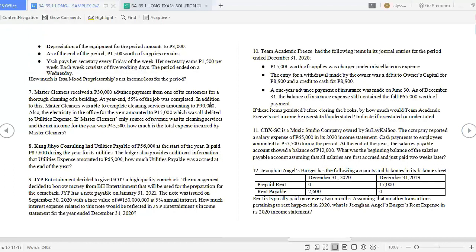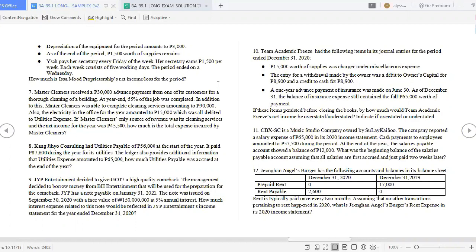Last, Isa pays her secretary every Friday of the week. Her secretary earns 1,500 per week. Each week consists of 5 working days. The period ended on a Wednesday, so of that 1,500 divided by 5, Isa earns 300 per day.